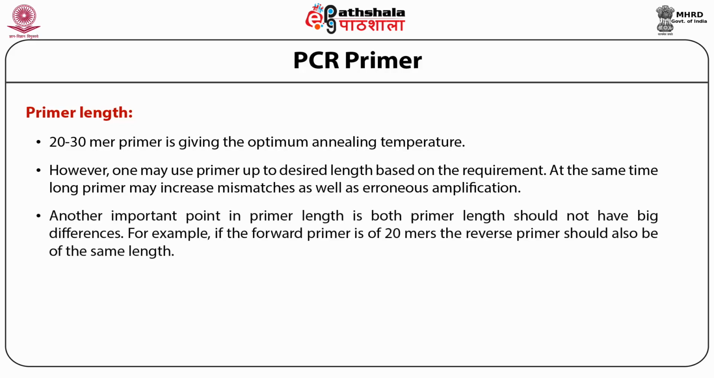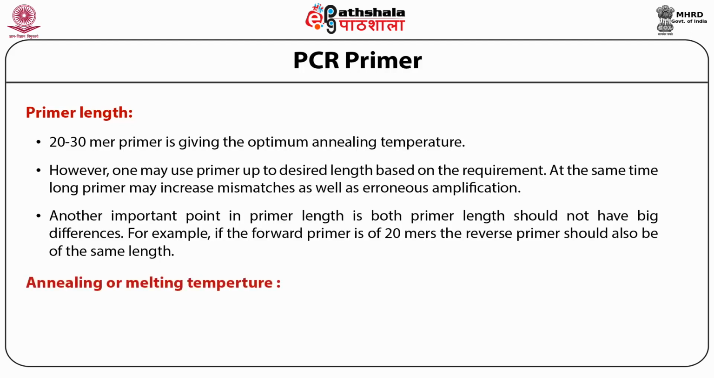Another point is that the length of the forward primer and the reverse primer should not vary much, which means if a forward primer is 15 mer and the reverse primer is 30 mer, this may cause a problem during the amplification procedure. That is why it is always recommended that the length of the primer in the forward direction as well as in the reverse direction should be more or less an equal number of nucleotides.